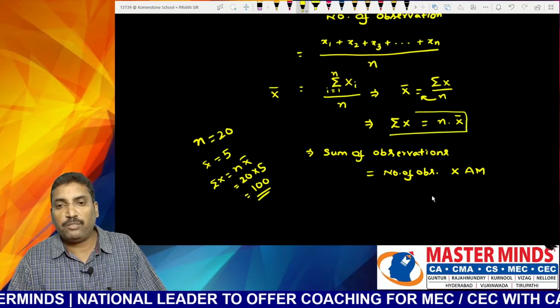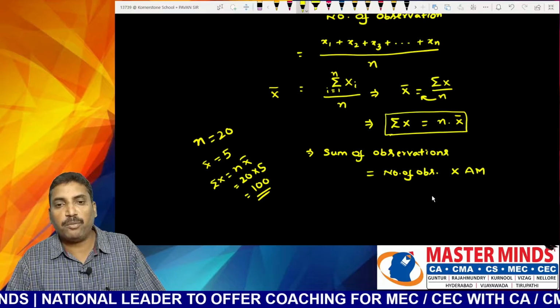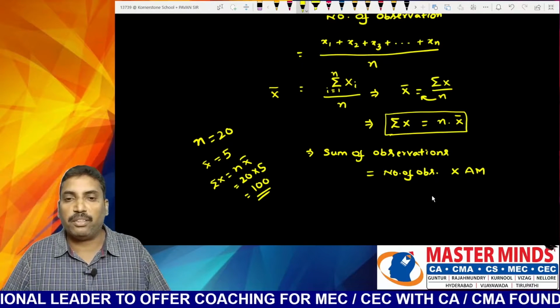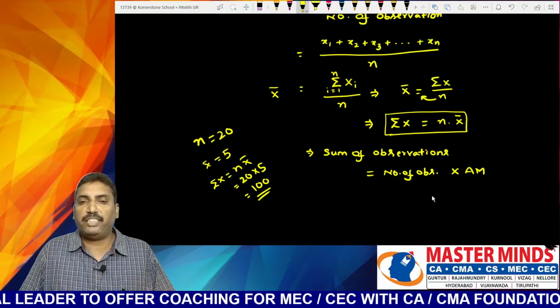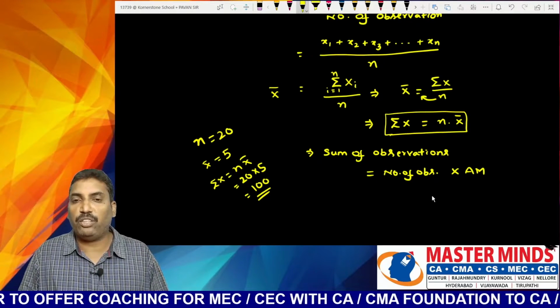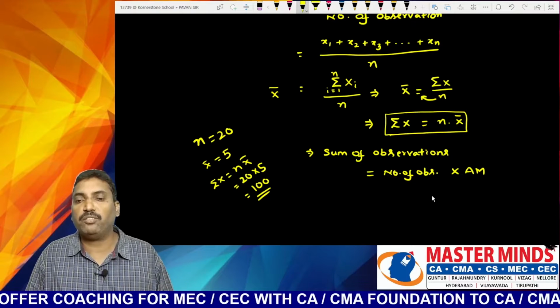So this formula is very important. Most of the problems in arithmetic mean we solve using this formula only. You should remember this formula comes from the basic formula x bar equal to summation of x by n. So summation of x equals n into x bar, that is the number of observations into the arithmetic mean.